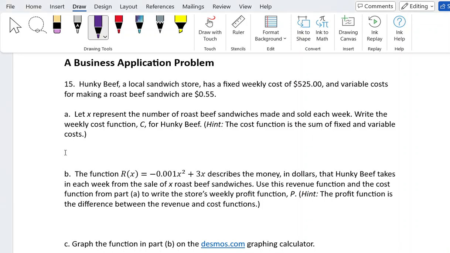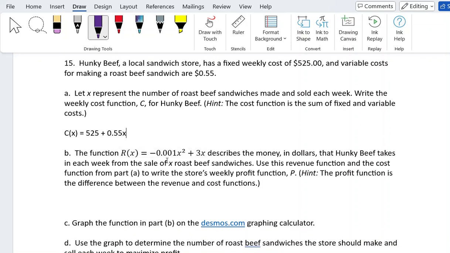So remember, the cost function is the sum of fixed and variable costs. So our cost function is going to be $525 plus 55 cents for each roast beef sandwich times the number of roast beef sandwiches, which is x. So 525 plus 0.55x.